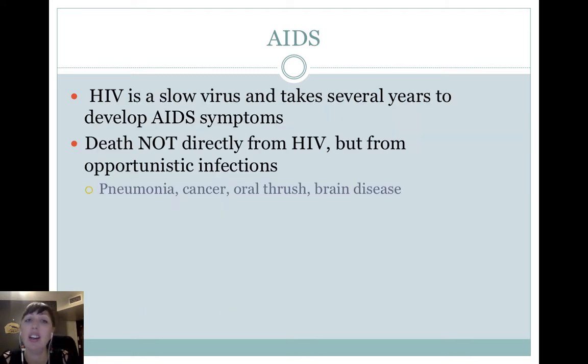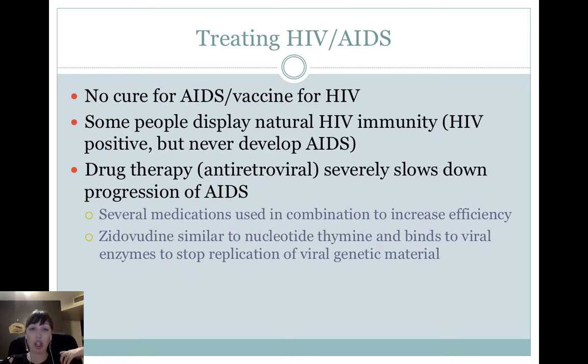Okay, so HIV is a slow virus. It takes several years to develop AIDS symptoms. And you don't die directly from HIV, but you die from the opportunistic infections that you get from having a compromised immune system from HIV. So something like pneumonia or cancer or brain disease. And there's no cure for AIDS or vaccine for HIV.